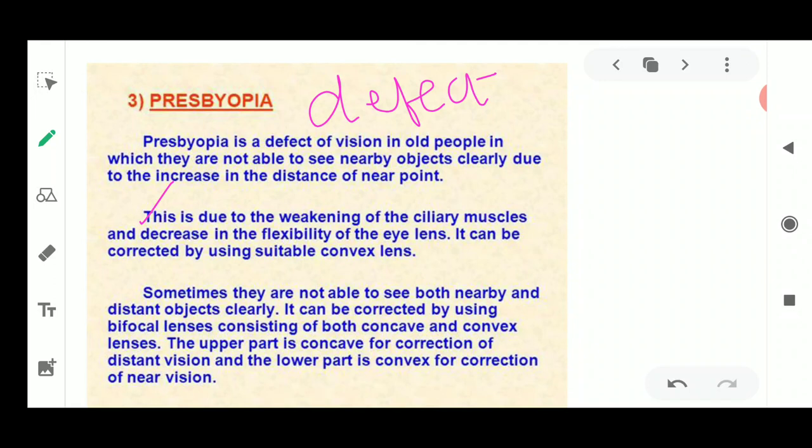They need a suitable convex lens for correcting presbyopia. Sometimes they are not able to see both nearby and distant objects clearly, so this is corrected by using a bifocal lens.